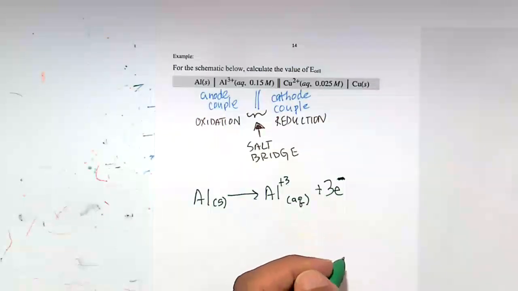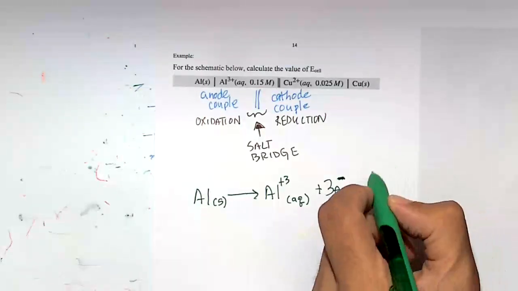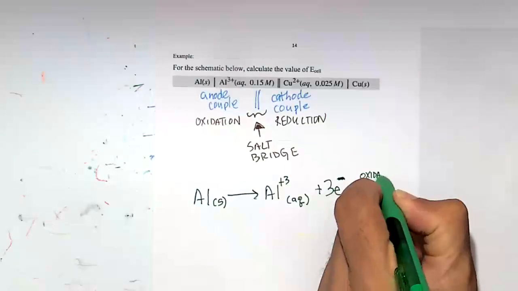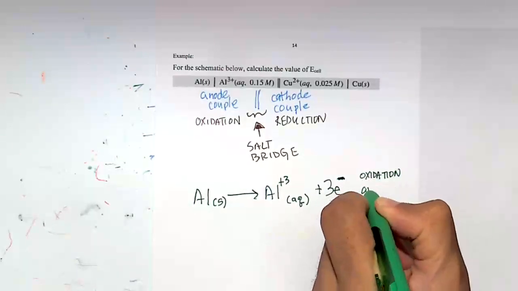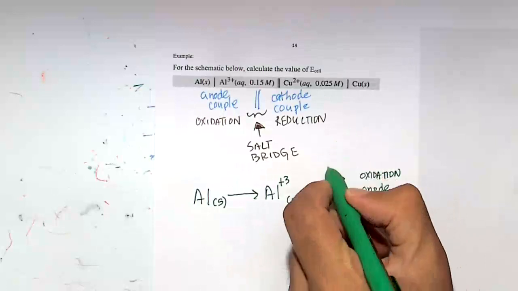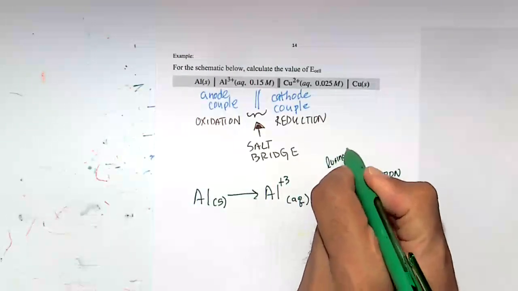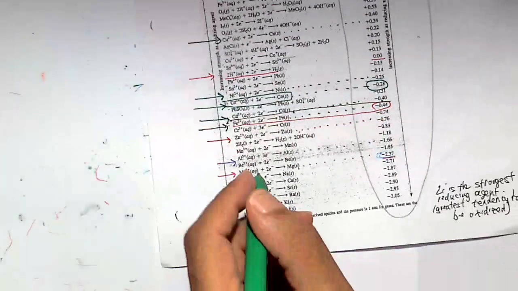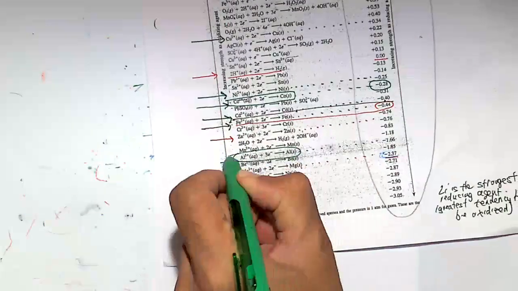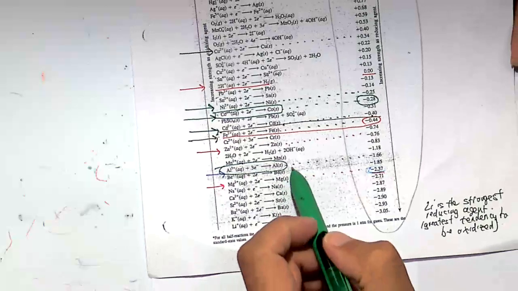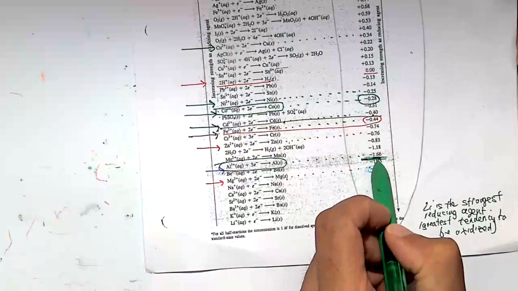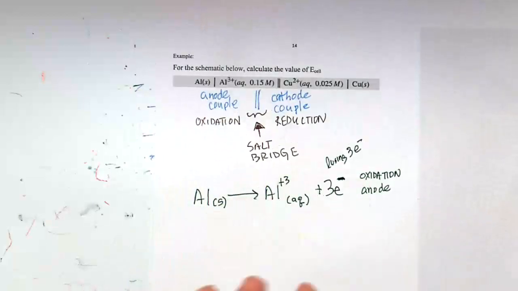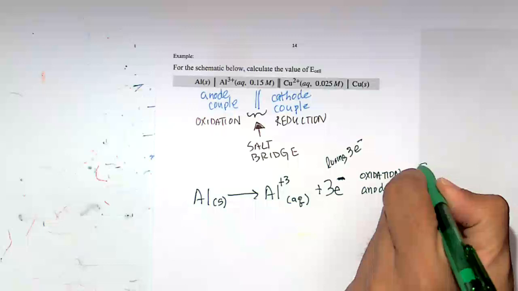And what is the voltage with that? This is oxidation. Oxidation occurs at the anode. You're losing 3 electrons. Where is aluminum? There you go, towards the bottom. And this is oxidation. Let's flip this. Negative 1.66 volts becomes positive 1.66 volts because we flipped it here in the problem.